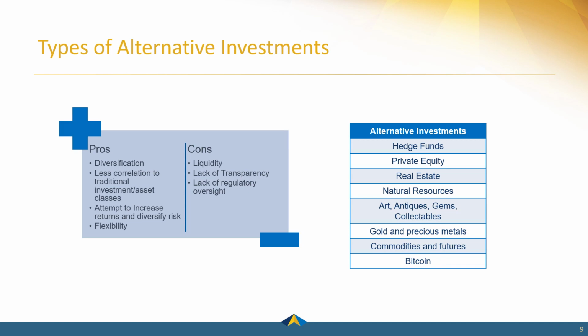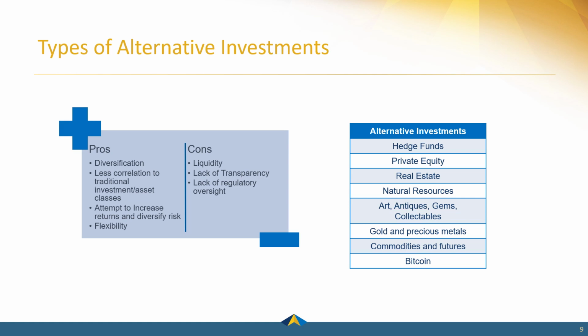Another area that we see a lot of growth in is alternative investments. These are things like hedge funds, private equity, real estate, natural resources, collectibles, gold and precious metals, commodities, etc., including cryptocurrency. These, of course, have their own unique set of risks and their own unique set of pros and cons. What were once confined to a very small niche part of the market have now become mainstream, particularly hedge funds and private equity.